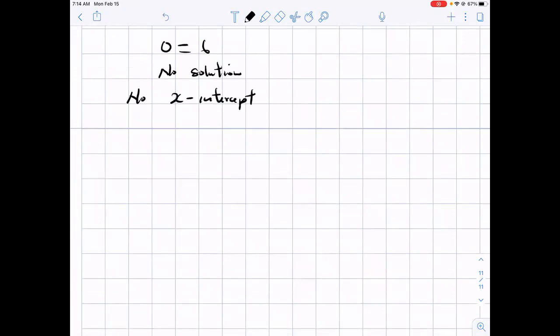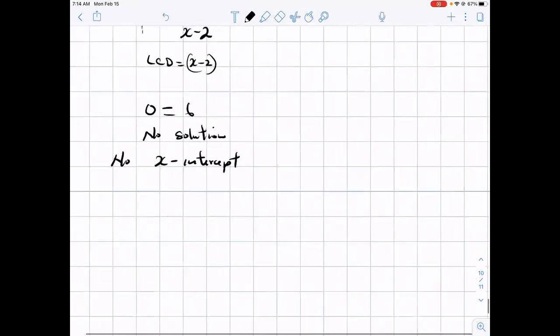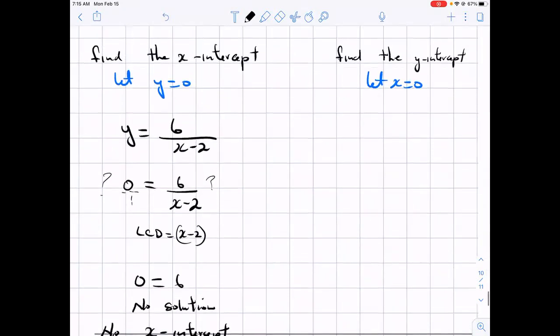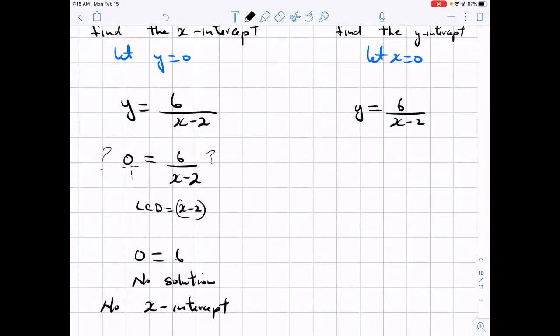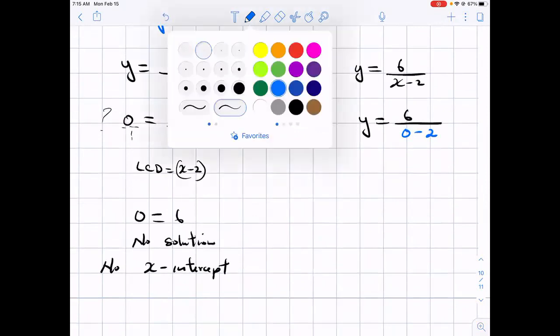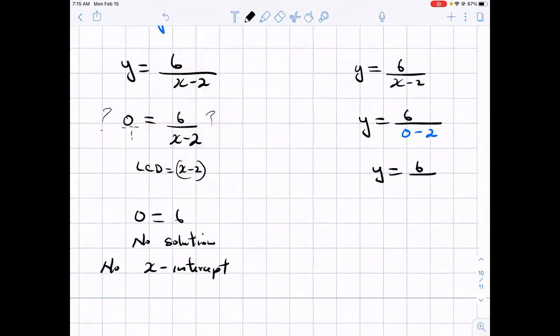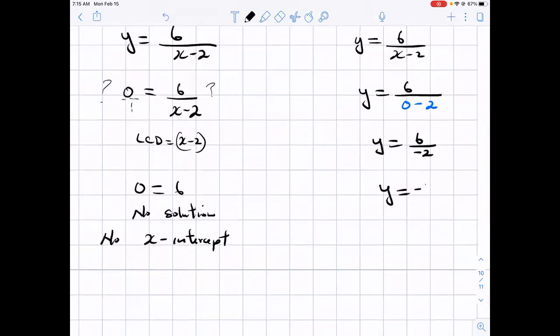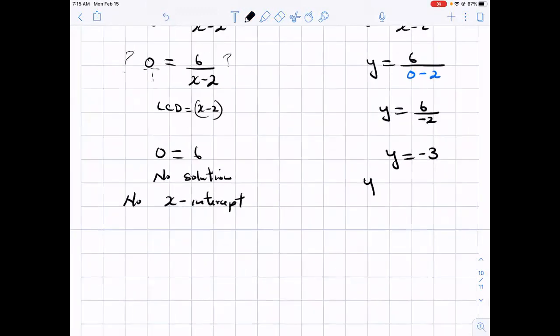And yes, there will be functions or any graph, no, not all graphs must have an x-intercept. Now, if we let x equal 0, remember we have y equals 6 over x minus 2. If x is 0, we have y is equal to 6 over 0 minus 2, and that leads to y is equal to 6 over negative 2. So y is equal to negative 3. So our y-intercept is 0 comma minus 3.